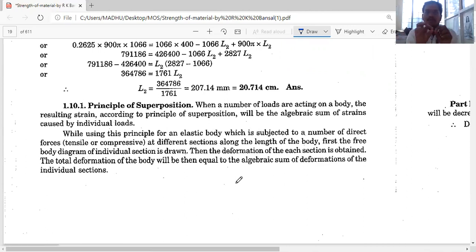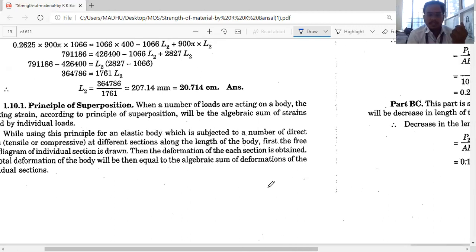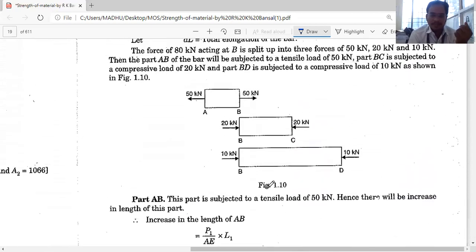There is a rod, and it is acted upon by different forces. Because of different forces, you will find at different sections compression, elongation. So what is the overall change in the length of the body? That can be determined by using this principle of superposition. The algebraic sum of all the strains will give us the overall strain in the member. So that is the principle of superposition, and this can be explained with an example.